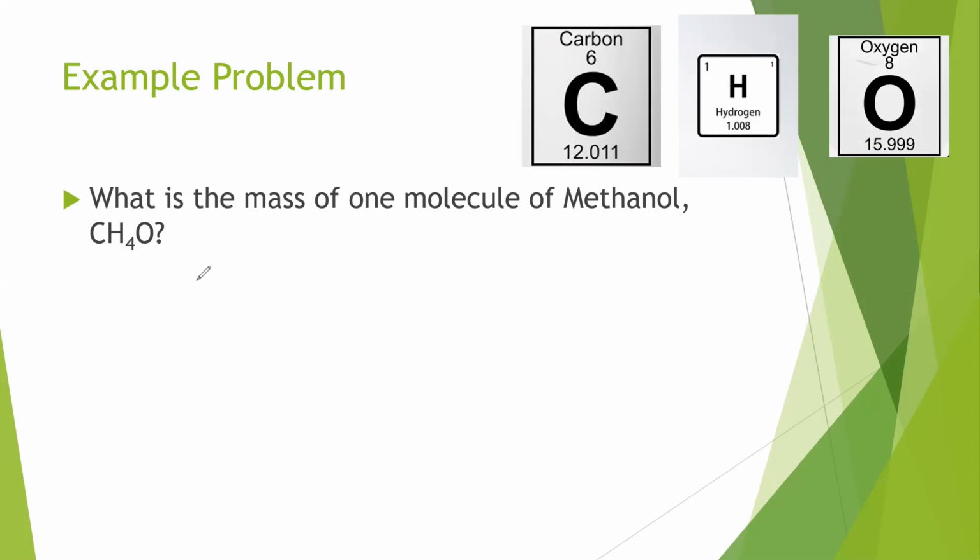So the first thing, as always, is to calculate the molar mass. And as always, we can use the same abbreviations that we've always used. So there's 1 carbon, so that's 1 times 12. There's 4 hydrogens, 4 times 1, and there's 1 oxygen, 1 times 16. So this sums up to 32.